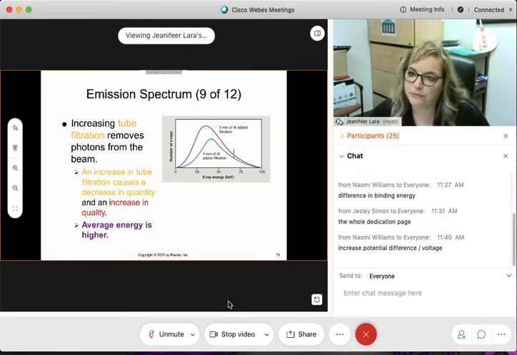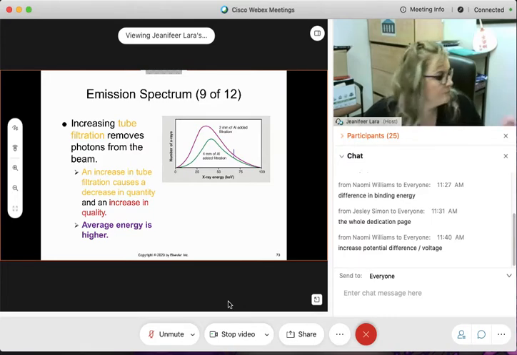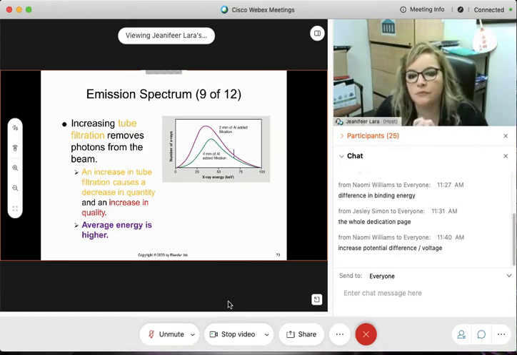So you should put that in your chart. If your tube filtration increased from 2 millimeters to 4 millimeters, what happened to the quantity of X-rays? And then you go back and you figure out what happened to the quality of X-rays. So what happened to the quality of X-rays?